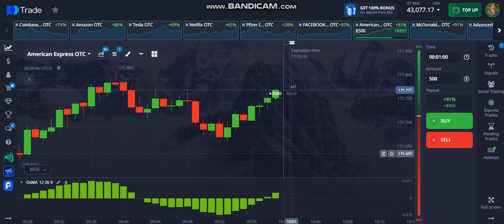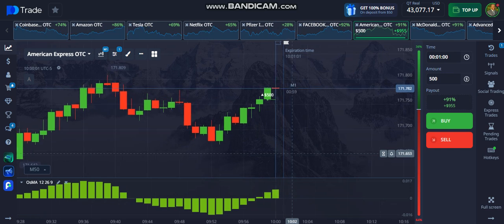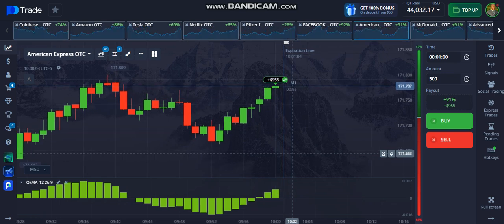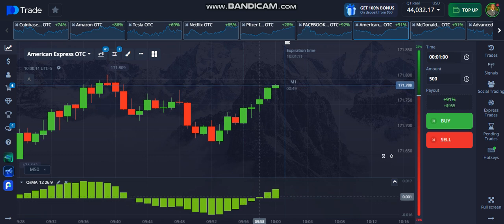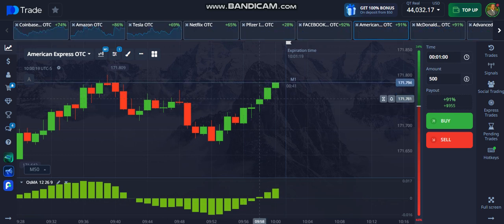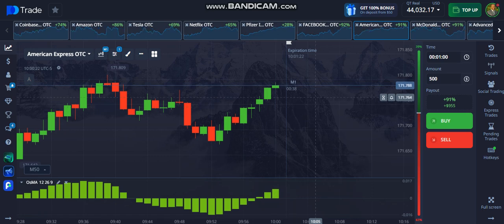We got about 15 seconds. Okay, we won that trade. So the idea is that we're looking for the histogram to go from under the zero line to above the zero line with some green momentum candles, green bullish candles occurring. All right, so let me pause the video and look for another setup.